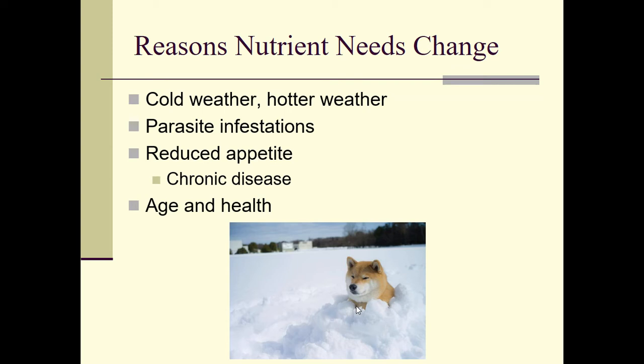And then age and health are also going to play a role. Animals that are older are generally going to decrease their need for calories over time, and for certain nutrients. Younger animals are going to need more as they continue to build body tissue and, frankly, expend more energy. And lots of other health conditions can also affect the kind of nutrients that an animal needs.